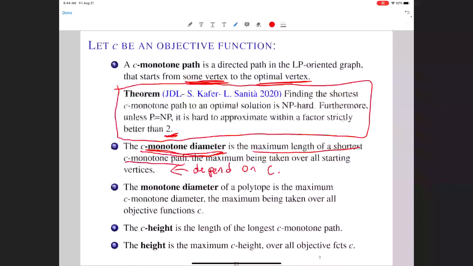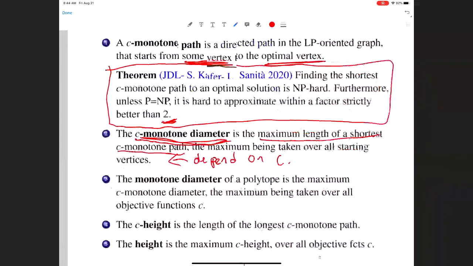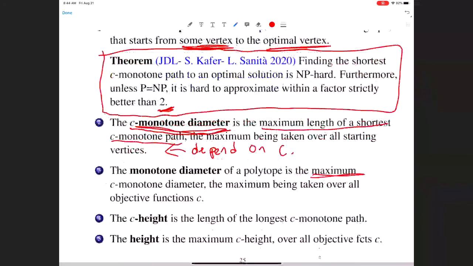But then I can say, okay, take the maximum over all objective functions, right? Now I take the linear optimization problem that is the worst I will ever see in my life for this particular polytope. So that is the monotone diameter of a polytope. Okay, and the goal is to bound this number, right? We want to bound this number.